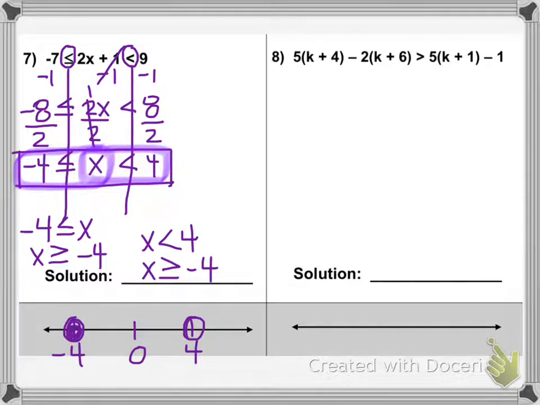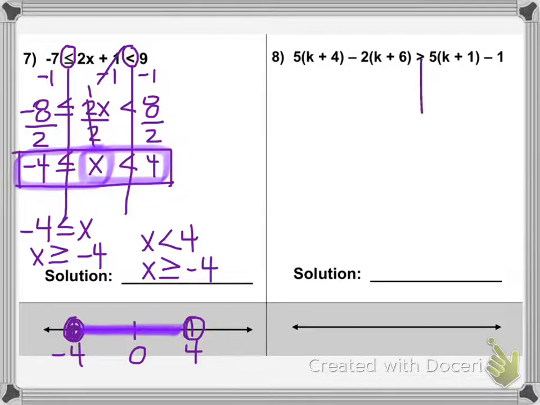We are going to shade the parts that they have in common. I'm going to shade to the left of positive 4, but to the right of negative 4. So I'm actually just shading the place between those two. So this is called a compound inequality. Okay? All right, let's try another one.